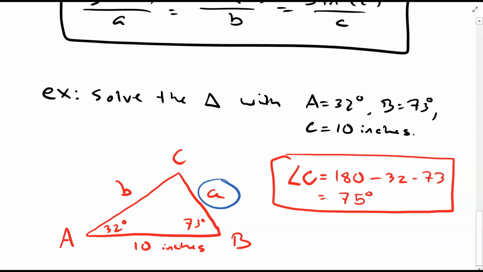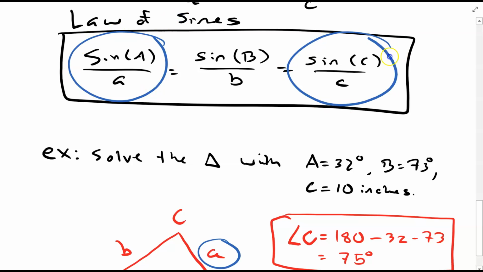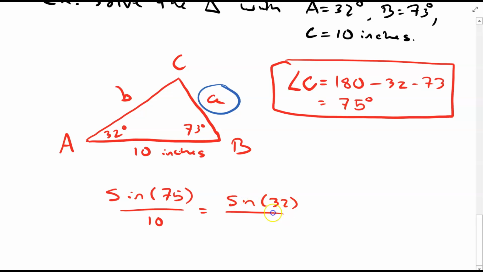Okay. So for solving for A, which two of these ratios are we going to use from the law of sines? Good. The ones with C and the ones with A in it. Why did you pick C and A? Very good. That's exactly right. So we chose C and A because we have everything we need to know about C. We know both the angle measure and the side length. And we want to find out about side A. So I can say sine of 75 over 10 is equal to sine of 32 over A.